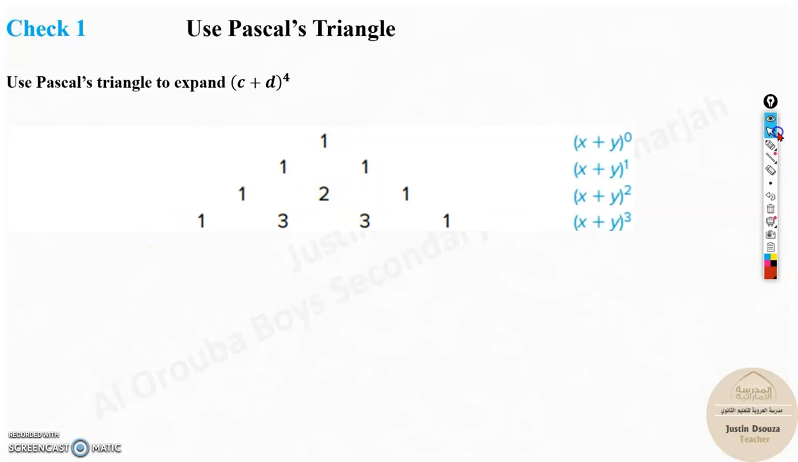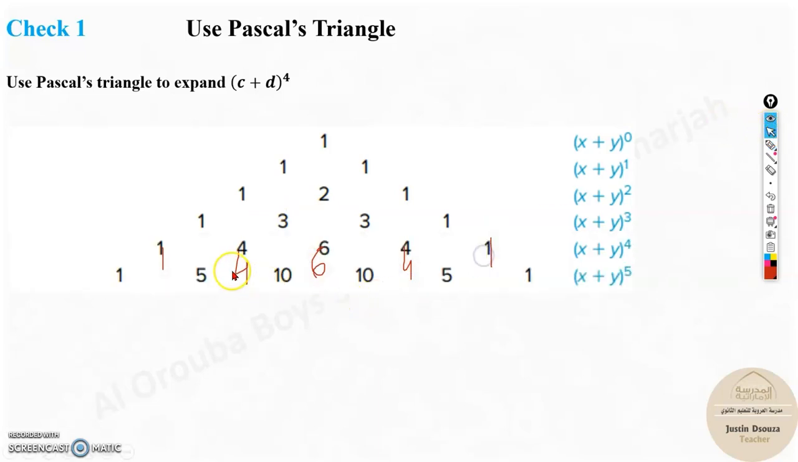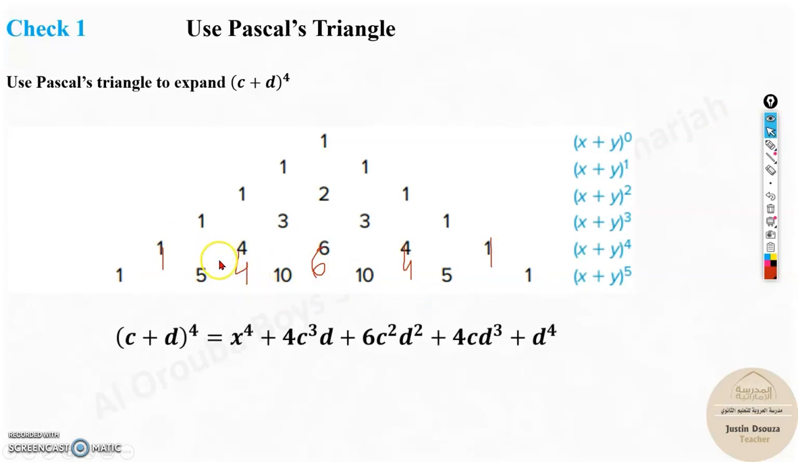Let's do the fourth one. You can pause this video and try it by yourself from here at least. It'll be 1. Over here, add them up. It'll be 4, 6, 4, 1. So these are the values for the fourth one. And you can try for more as well. It's up to you. And the answer would be x to the power 4.